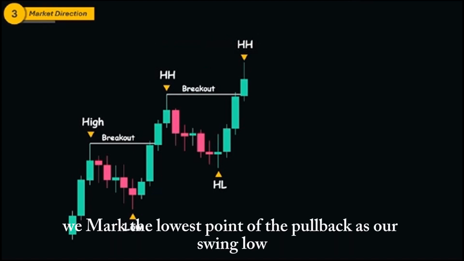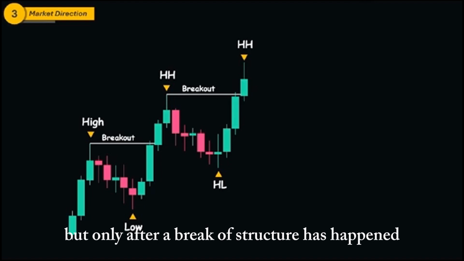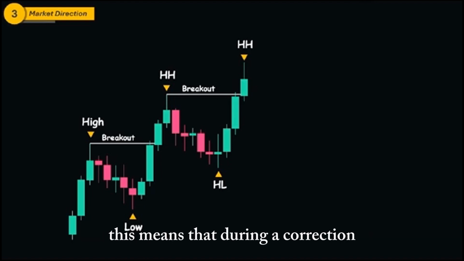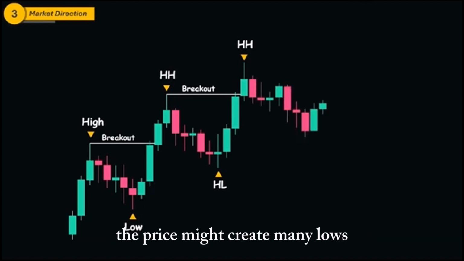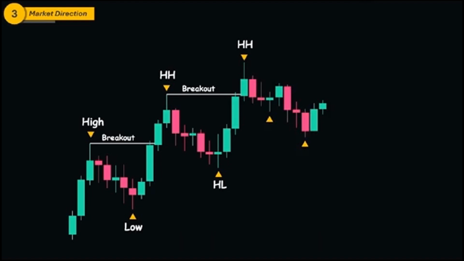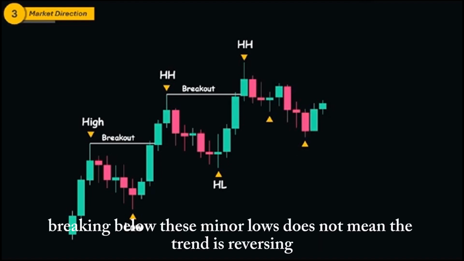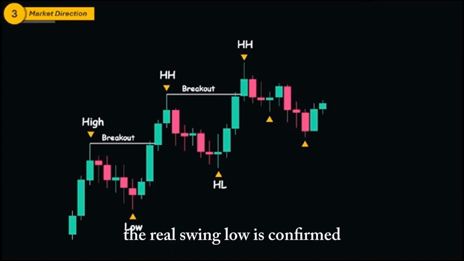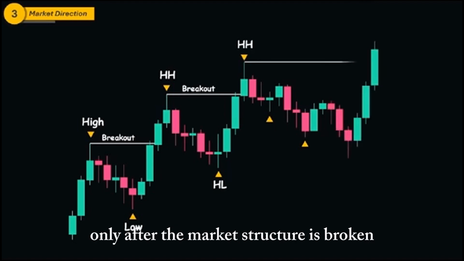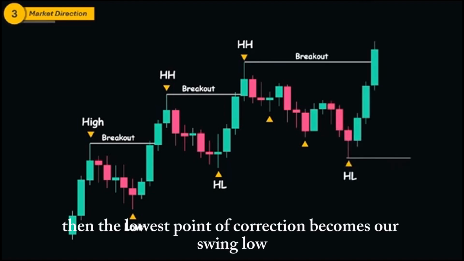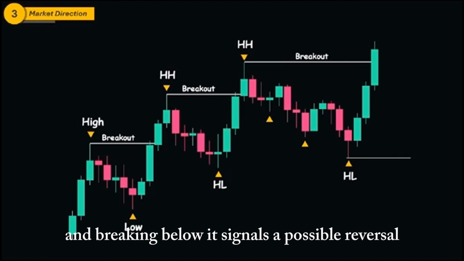We mark the lowest point of the pullback as our swing low, but only after a break of structure has happened. This means that during a correction, the price might create many lows, but those are not swing lows. Breaking below these minor lows does not mean the trend is reversing. The real swing low is confirmed only after the market structure is broken. Then the lowest point of correction becomes our swing low, and breaking below it signals a possible reversal.